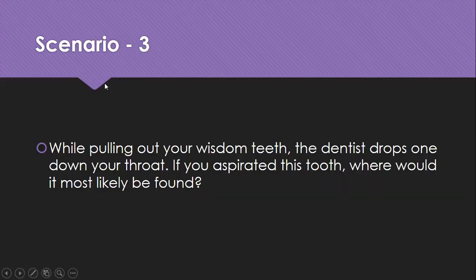Okay, now let's go to scenario 3. While pulling out your wisdom teeth, the dentist drops one down your throat. If you aspirated this tooth, where would it most likely be found?